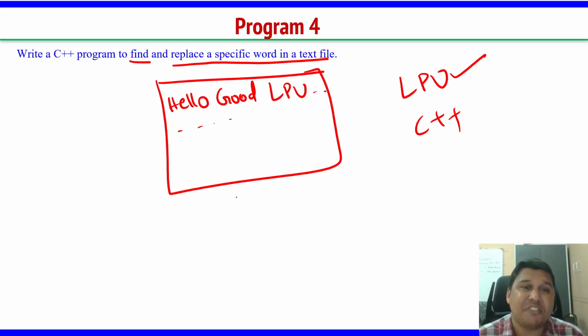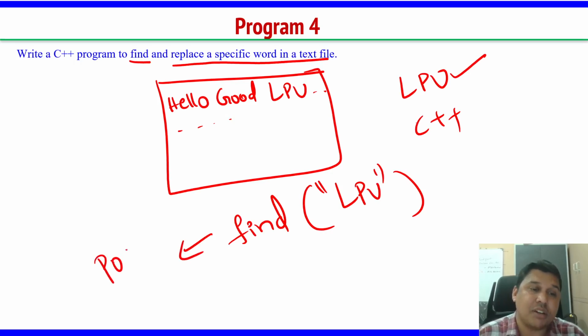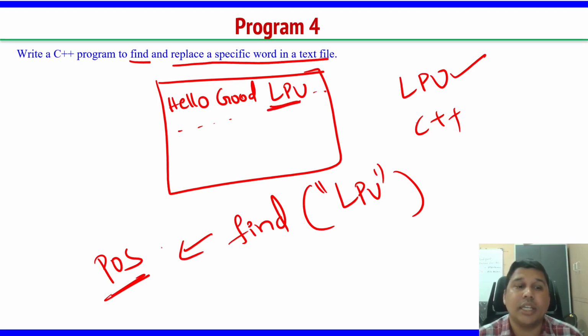There are some inbuilt functions in C++, specifically for files, that we are going to learn here. What is that inbuilt function? Directly we have a function find. Find of, you can give in double quotes LPU. It will give you the starting position of this particular word in the given text file.